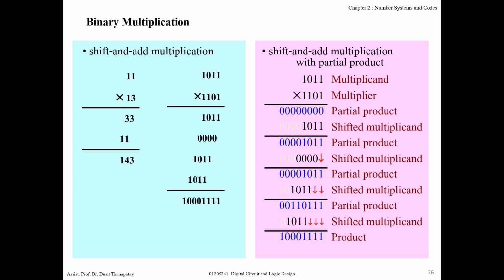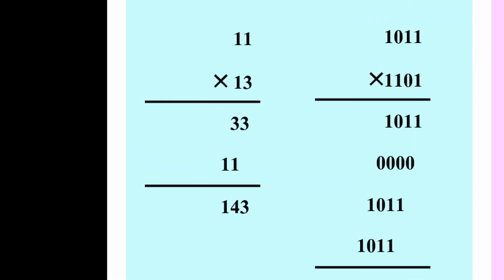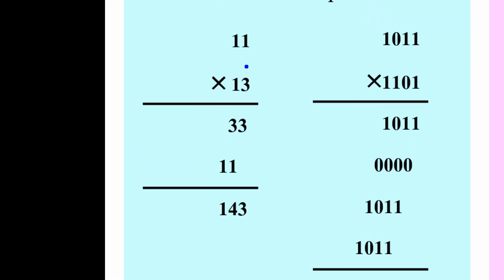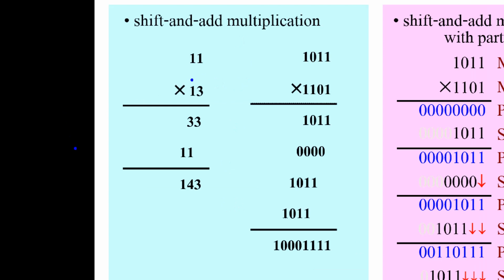Now, if we want to do some binary multiplication, can we do it? At first, for decimal, it's easy, right? When you do multiplication, maybe you can do it with this procedure. For example, 11 multiply 13. You do this one, right?